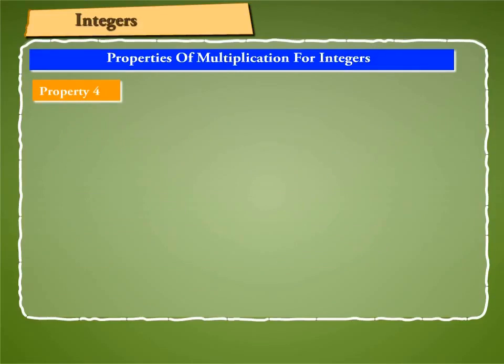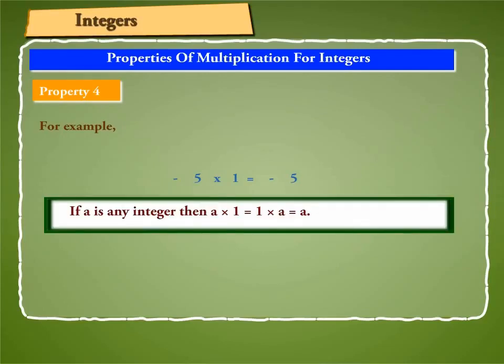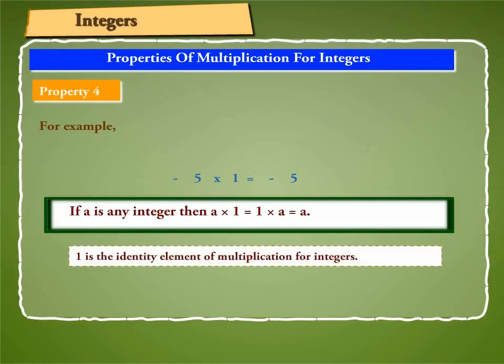Property 4. Let us examine the product of two integers, one of which is 1. For example, minus 5 into 1 is equal to minus 5. Thus we find that the product of any integer and 1 is always that integer. Hence, if a is any integer, then a into 1 is equal to 1 into a is equal to a. 1 is the identity element of multiplication for integers.